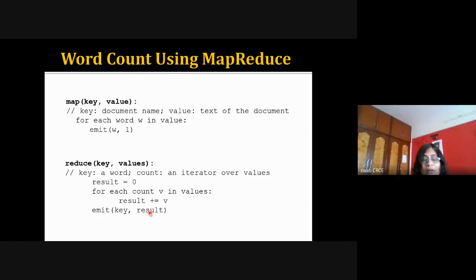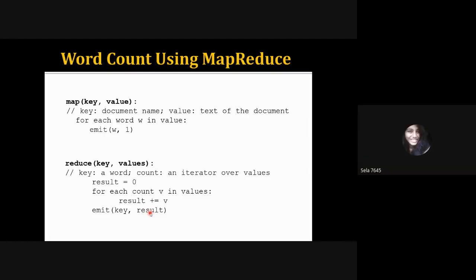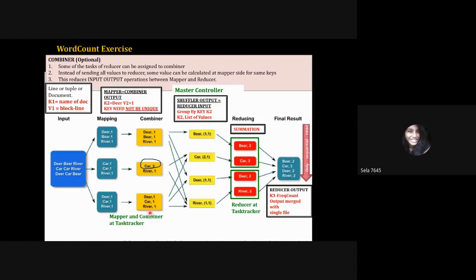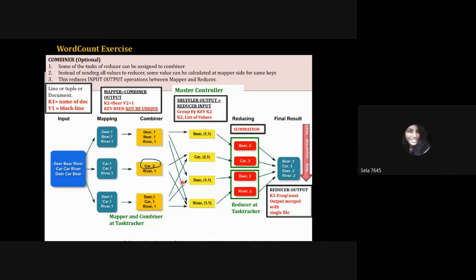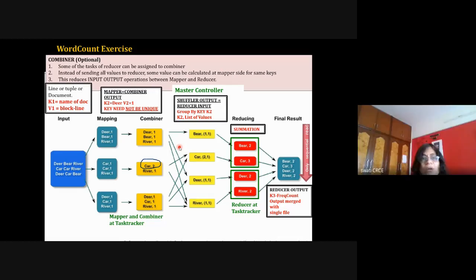Ma'am, in the previous example, could you explain how the shuffler values are generated? This shuffler part. For example, how do you get there 1, 1 or river 1, 1?